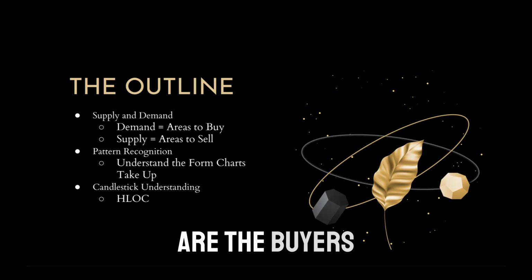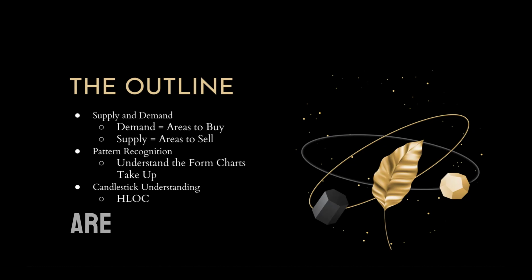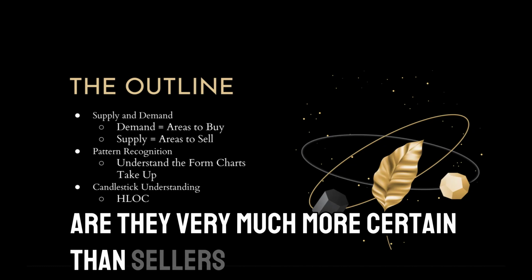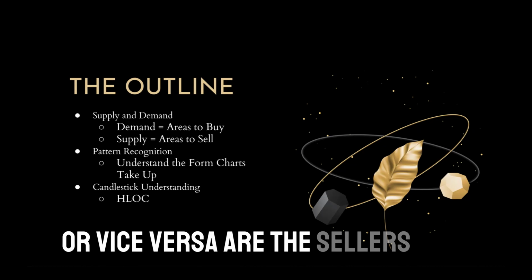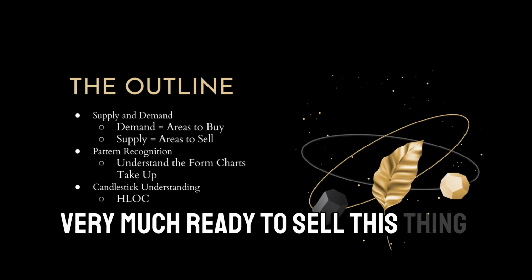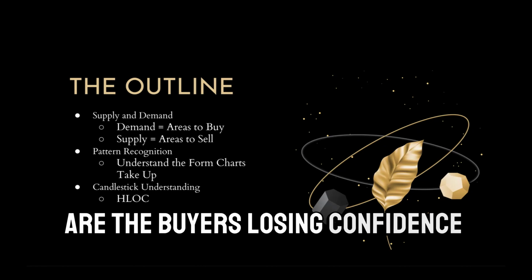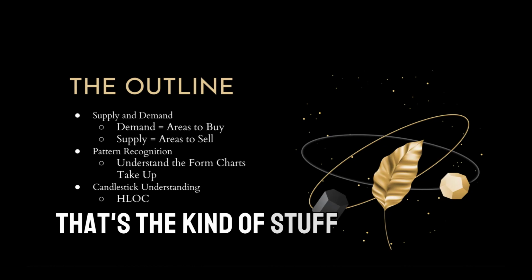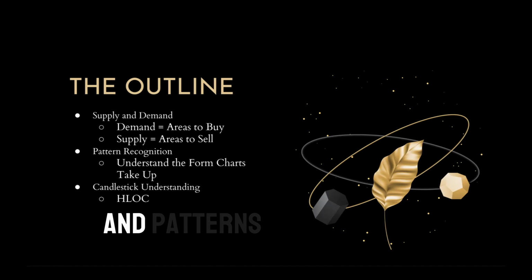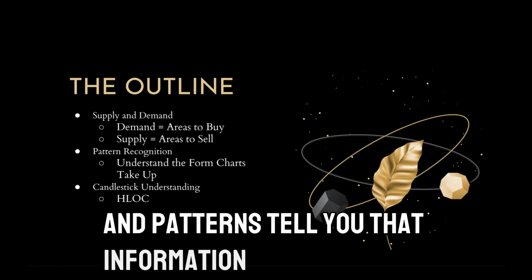Are the buyers a little bit more certain than the sellers? Are they very much more certain than sellers? Or vice versa, are the sellers very much ready to sell this thing down? Are the buyers losing confidence on the way up? That's the kind of thing you'll start to notice, and patterns tell you that information.